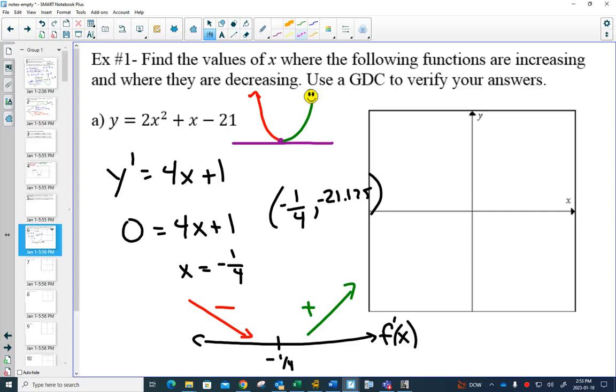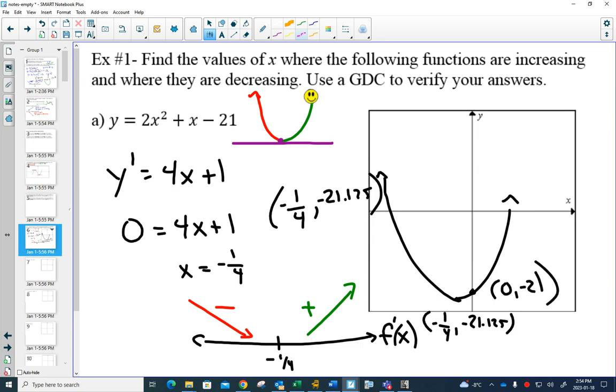So if we wanted to go and graph this now, we could go to -1/4, -21.125, and we would know that it's increasing there, decreasing there, but you already know what a parabola looks like. If you wanted to provide some more scale, I would say this would be a really nice point to add. How did I find that point? I added 0 in for x. That would be my y-intercept. And that would give me -21.